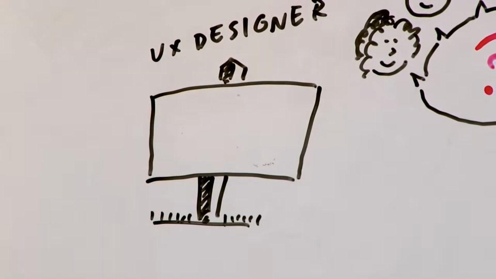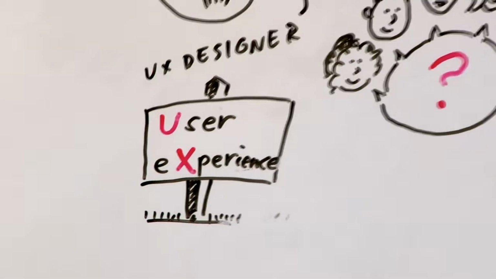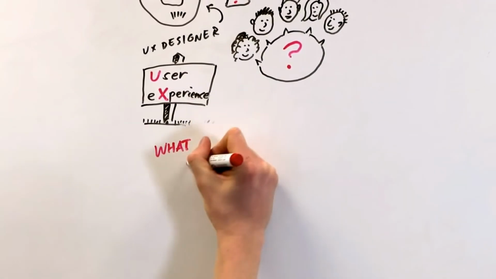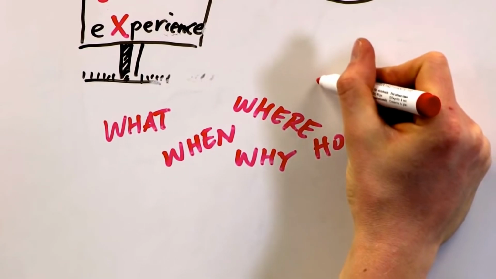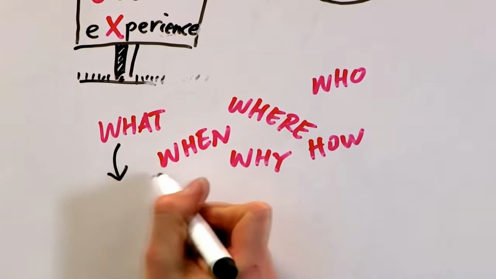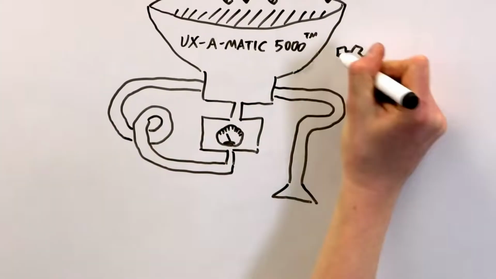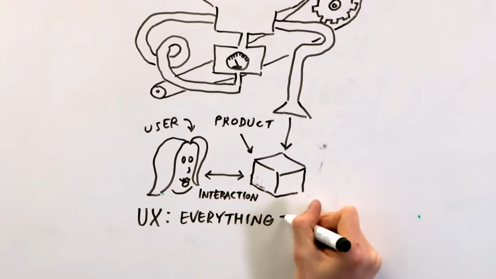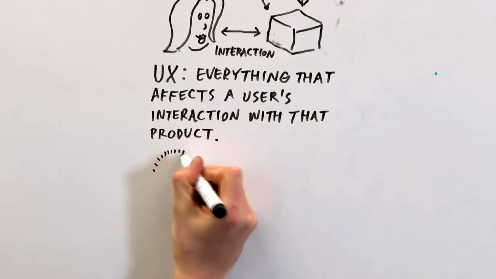UX, obviously, stands for user experience. And when we say user experience, we're referring to the what, when, where, why, and how someone uses the product, as well as who that person is. So, what, when, where, why, how, and who, these cover the user experience of a product, which is pretty much everything that affects the user's interaction with that product.